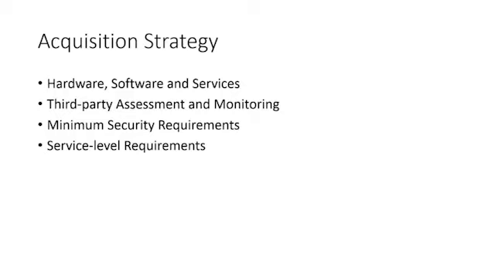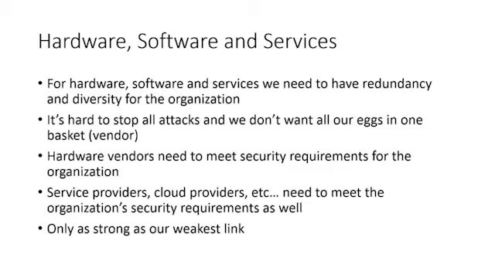Now let's talk about acquisition strategy. When we talk about acquisition strategy, we're going to talk about hardware, software, and services, third-party assessment and monitoring, minimum security requirements, and service level requirements. So for our hardware, our software, and our services, we need to have redundancy, that fault tolerance in our organization. Having diversity in our organization is a good idea as well.